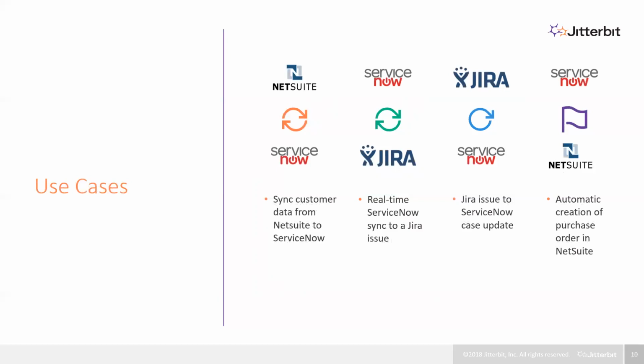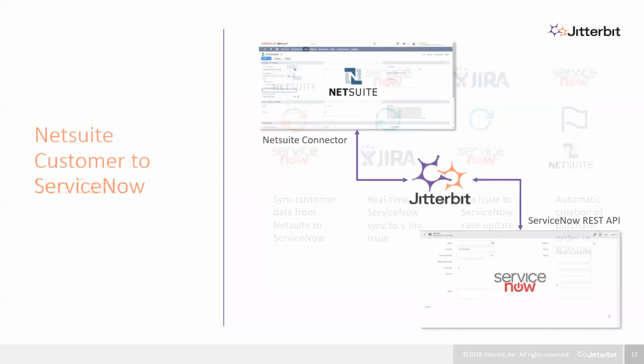Then we're going to take a look at when a ticket's updated in Jira, and updating that status in ServiceNow, and then finally, with that ticket being in the correct status, pulling that information from ServiceNow to create purchase orders in NetSuite. So the first one we're going to take a look at is that NetSuite to ServiceNow.